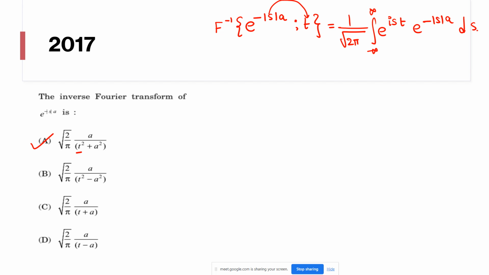to find the Fourier inverse. So it is fine. Yes, we can substitute s equal to minus s and then work it out, it is fine. That won't take more time. So option A is right.